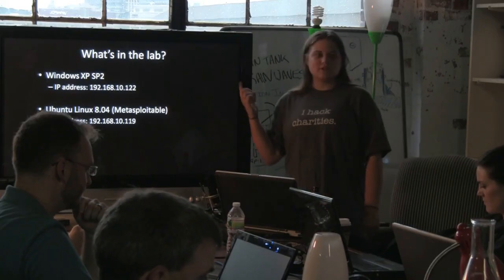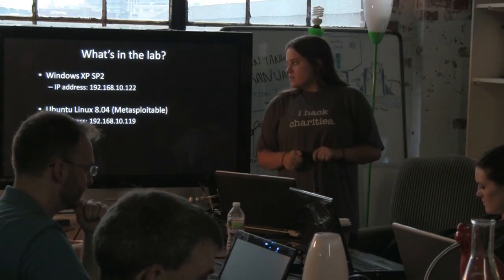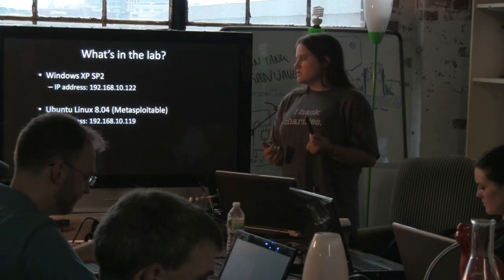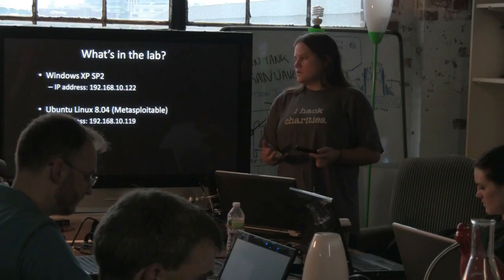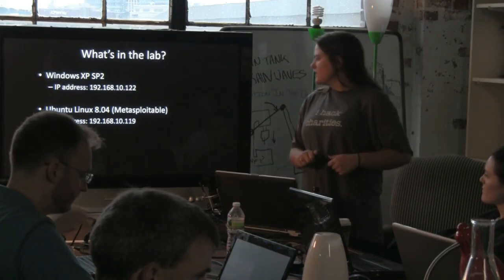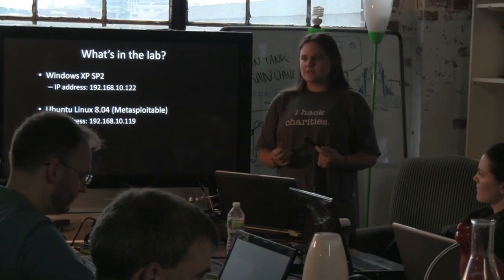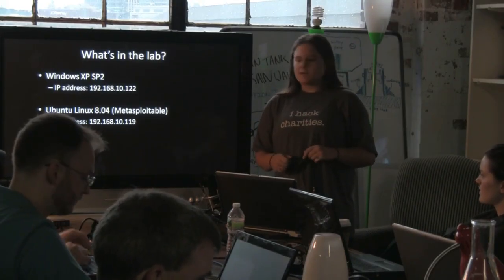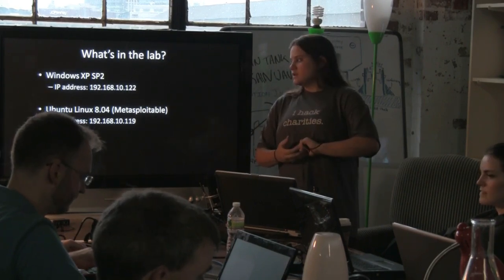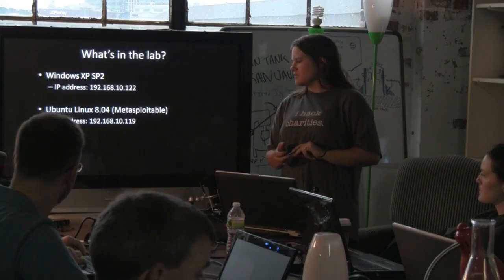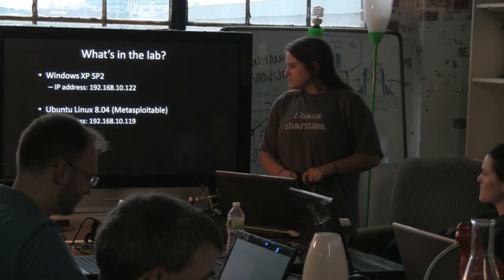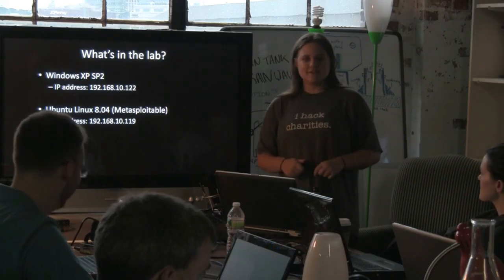These are the IPs. There's a Windows XP Service Pack 2 machine with the IP address of 192.168.10.122. And then there's Ubuntu Linux 8.04, which is the Metasploitable disk, a VM actually made by the Metasploit team for demonstrating Metasploit. That is at IP address 192.168.10.119, I believe. Somehow that sounds wrong. But they're both reachable. Okay. So I believe those are the correct addresses for those.